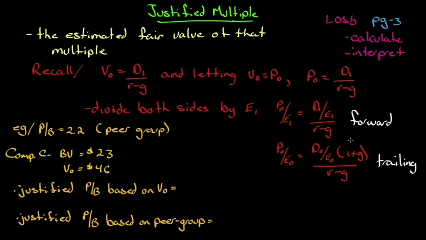So let's just do an example of one here, justified multiple based on price to book. And let's say that we look at a peer group and we come up with a price to book of 2.2 for the peer group. And we do a fundamental forecasting for the company. We arrive at a book value per share of $23 and an intrinsic value, or P0, that we think is justified, of $46.